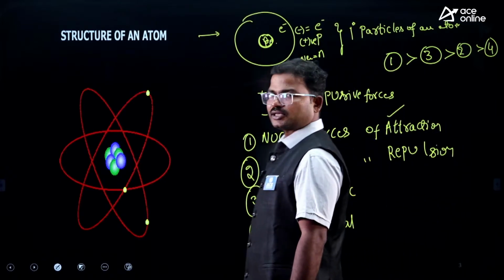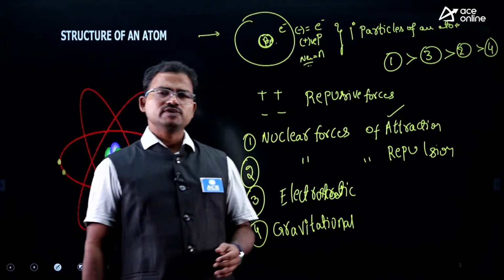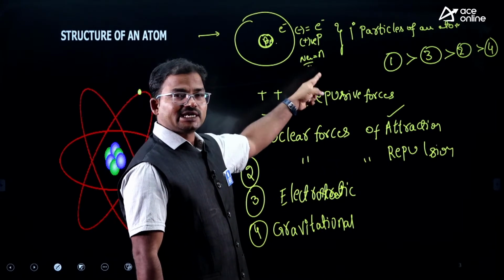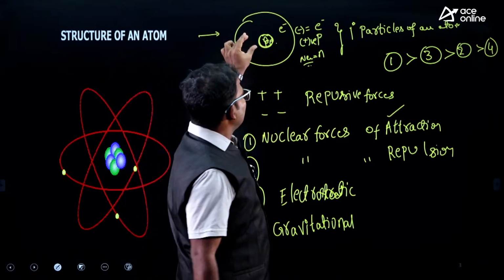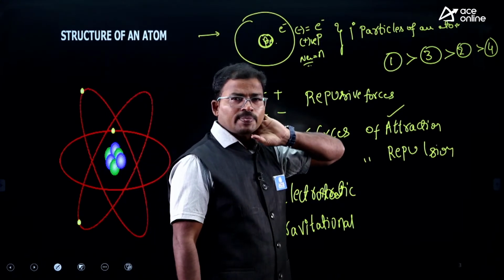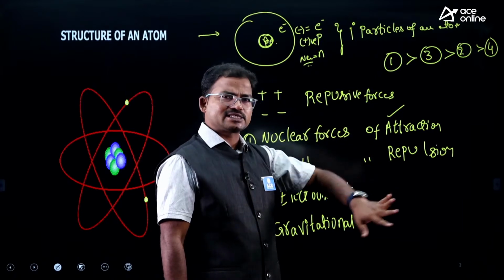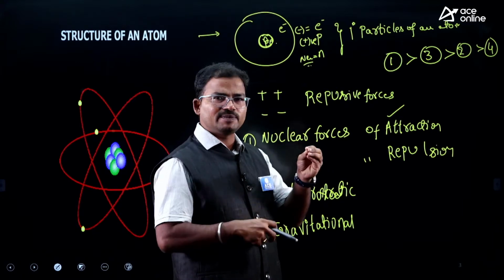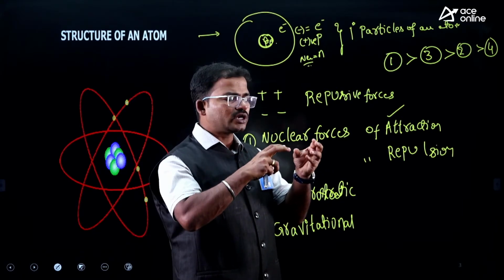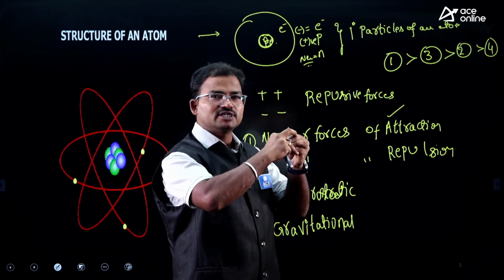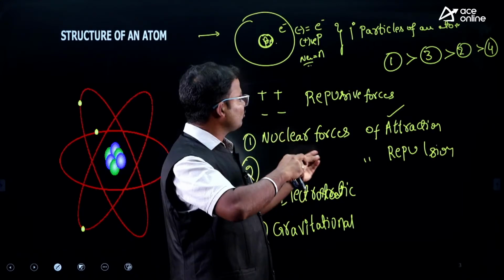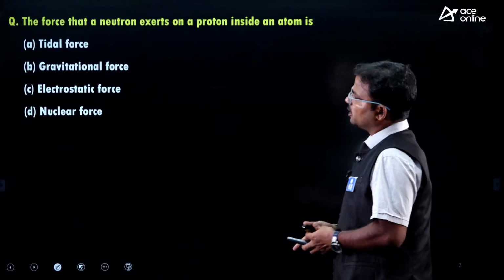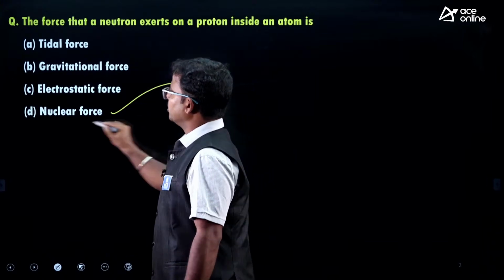So finally guys, you have to remember two points. In this universe, which is considered the strongest force? Nuclear forces of attraction. Which is the weakest force? Gravitational forces. In the nucleus, what kind of particles exist? Protons and neutrons, but the charged particle is only the proton. So protons always exhibit repulsive forces between them. To overcome repulsive forces, it has one of the strongest forces, nuclear forces of attraction. So the conclusion is option D.